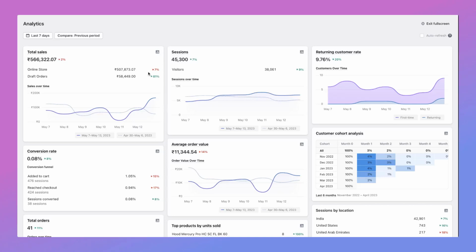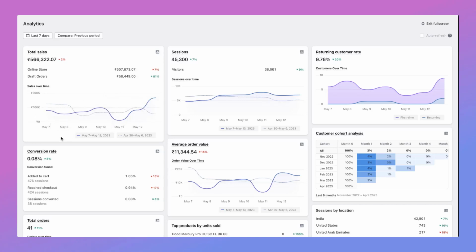So the first key parameter is total sales. Total sales is the total amount of sales recorded by your store, and you can bifurcate it by the channel through which the sales are recorded. The channel means the team can manually punch in orders, which are called draft orders, and the online store is when someone is using Shopify's checkout to place the order. You can clearly see the bifurcation.